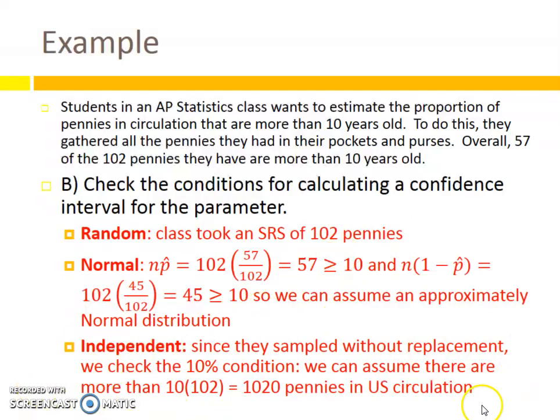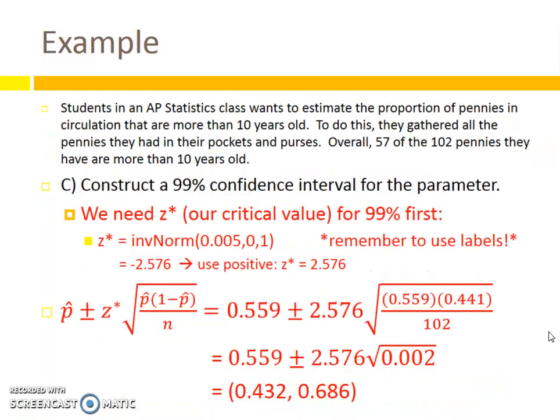Independent. Since we are sampling without replacement, we check the 10% condition. We can assume that there are more than, so times that by 10, we can assume there are more than 1,020 pennies in U.S. circulation. I feel like I have that many in my purse alone. So, independent, check. All 3 conditions have been satisfied. Because all the conditions have been satisfied, we can now go ahead and calculate and construct the 99% confidence interval.